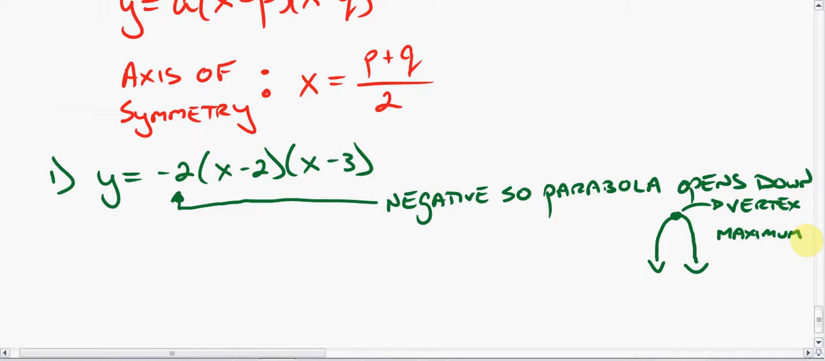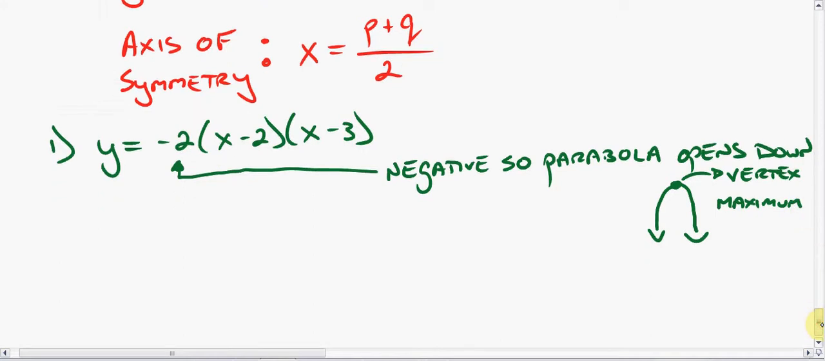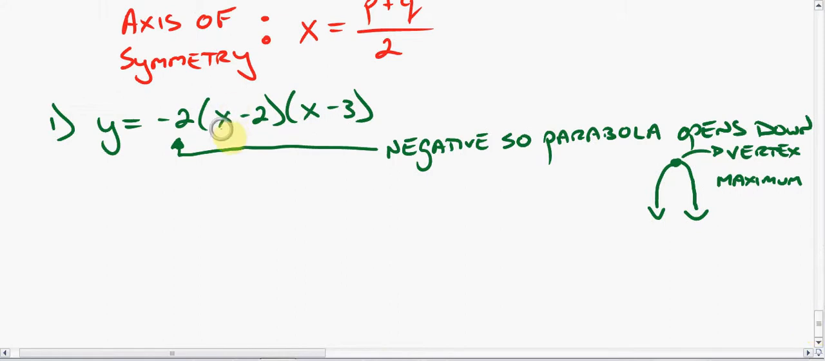Alright, so we know we're going to have a maximum. What is that maximum, though? We have to find the vertex. So first thing we need to do, alright, is find our P and Q. How do we do that?